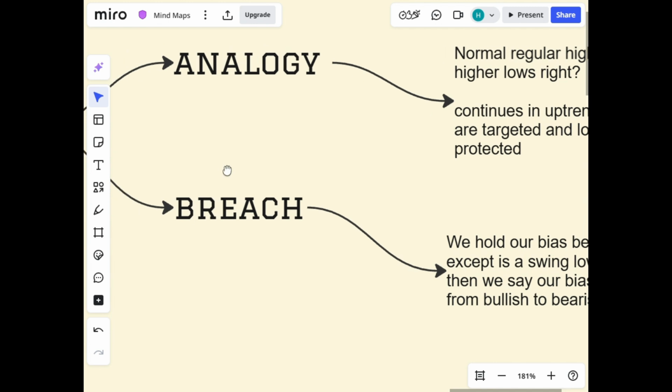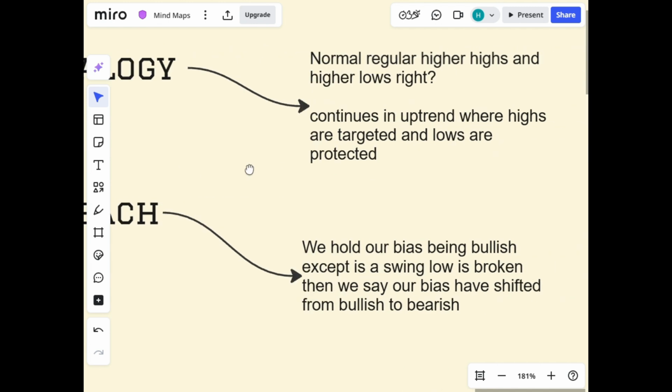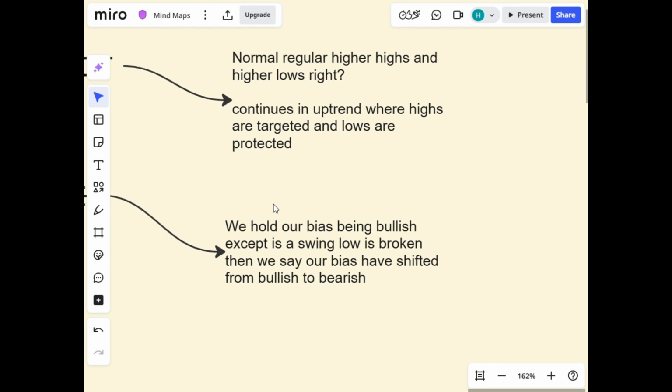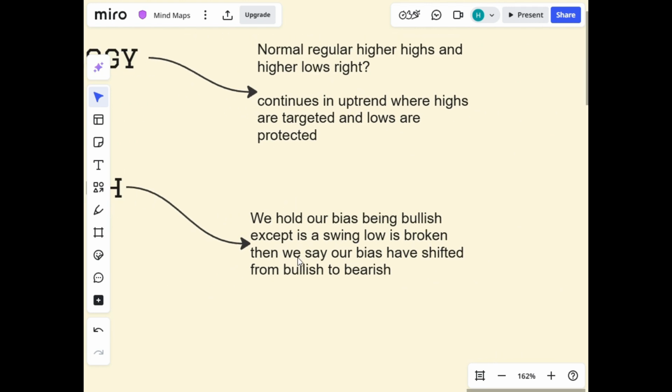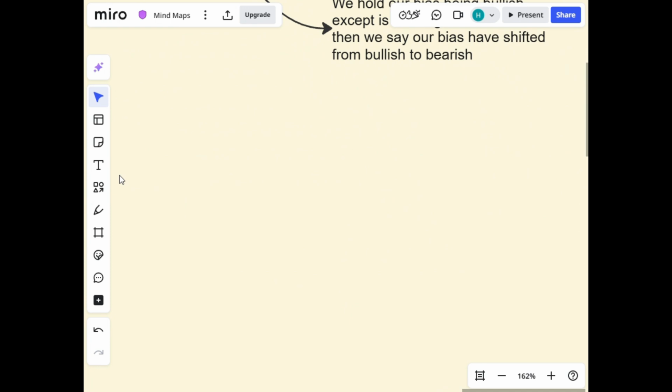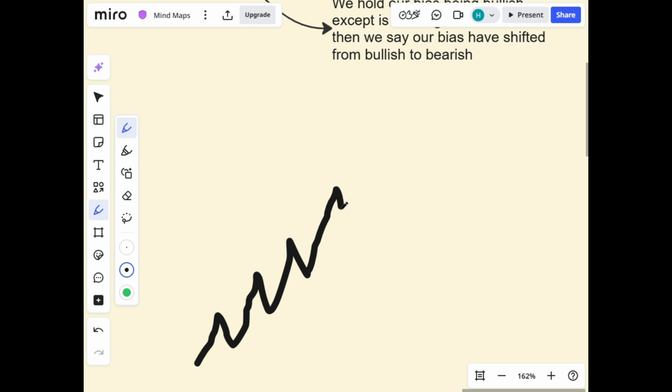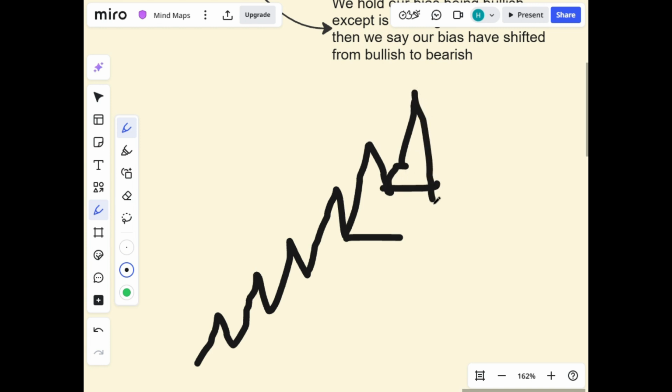Maybe we are bullish for a day. What can breach that bullish bias and make us turn bearish? We hold our bias as bullish unless a swing low is broken, then we can say our bias has shifted from bullish to bearish. When we're bullish, we're expecting it to keep going higher and higher. So for us to get bearish, it's for us to take out this low. If we have not taken it out and we're still pushing, we'll still be holding our bullish bias. So probably this day we took out this low, and from here we can see we have turned bearish and start taking lower lows and lower highs.